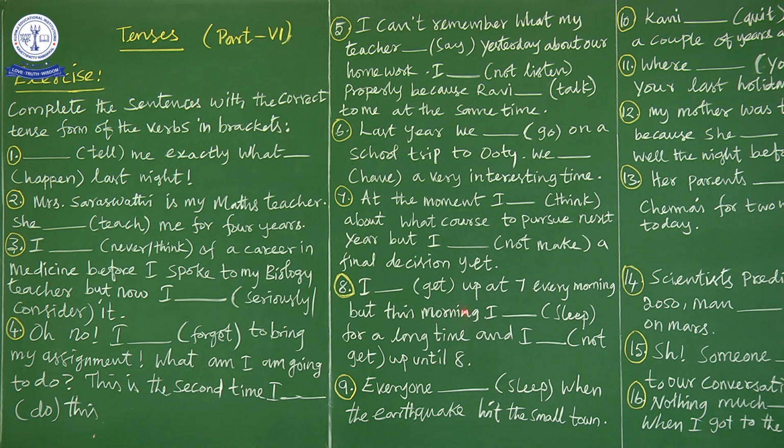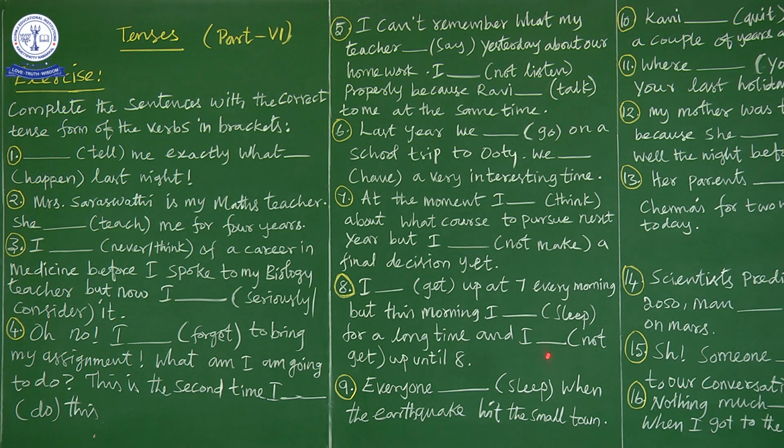But this morning, okay, what happened this morning? This morning I dash slept for a long time and I dash not get up until 8. Okay, so we have to analyze here. These two are interconnected. That is, this morning, which means it happened. Okay, it is a past tense. So these two are in past tense. How did you find out? Because this morning, which is crossed, which is happened. Okay, so it became past tense. So since there are two past tenses, we have to analyze.